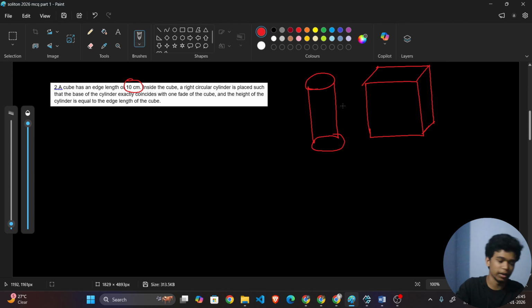Okay, that's what we want to find. Fine. So what are the given things? The first given is the cube edge. So what is the cube edge? It is going to be 10 centimeter.